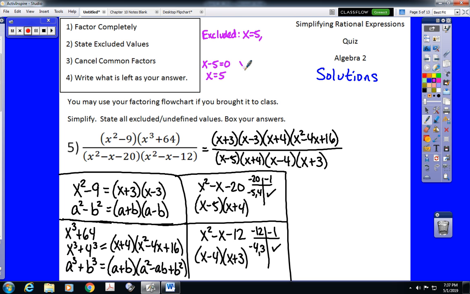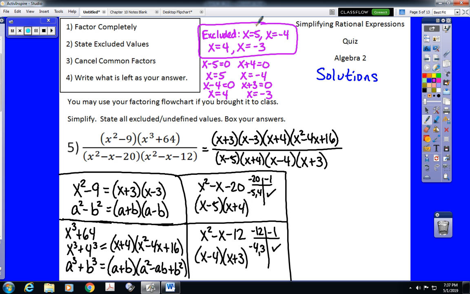X plus 4 would give us an excluded value of negative 4. X minus 4 would give us an excluded value of positive 4. And x plus 3 would give us an excluded value of negative 3. So again, somewhere you have to have those 4 values listed as being excluded values.